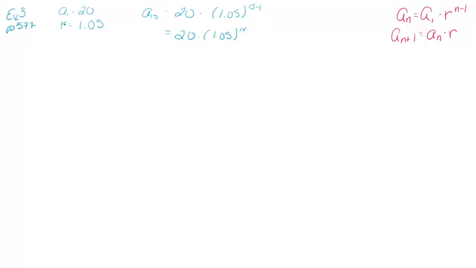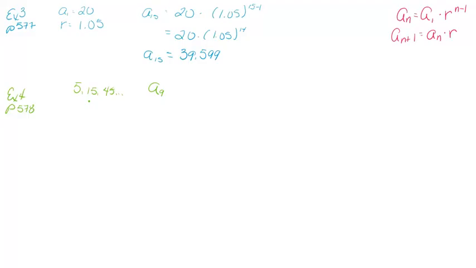And when I multiply that all out, or use my calculator, I'm not going to multiply it all out, I'm going to use my calculator, I get the number 39,599. So the 15th term of this geometric sequence is 39,599.